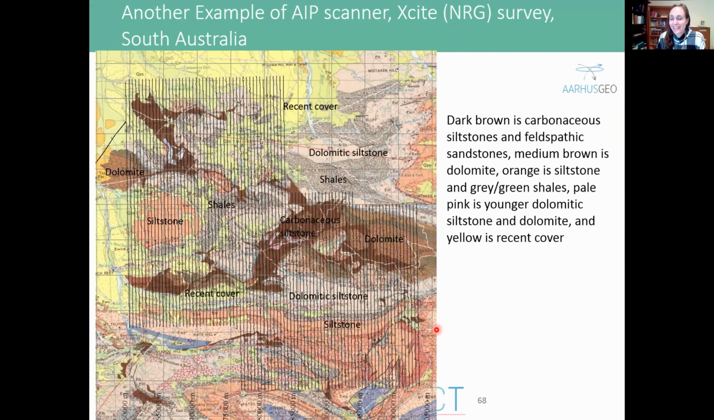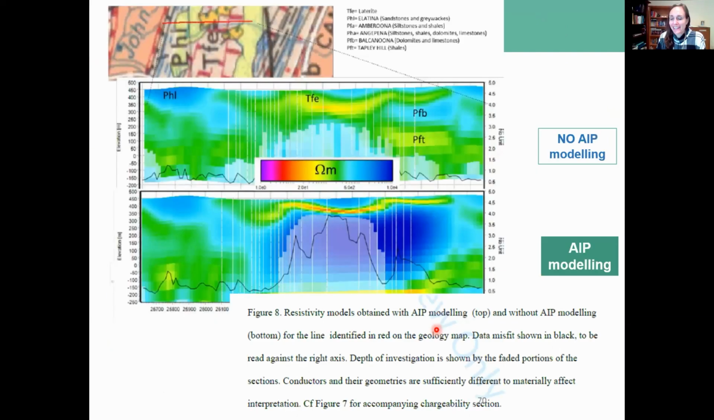I just wanted to show you one more example very quickly from Australia. This is from South Australia, just showing how material the difference from an exploration perspective can be if one does model IP or if one doesn't. Thanks to Chris Wanson from First Quantum for sharing this. So basically, this is the resistivity attained if you don't model IP. This is the resistivity attained if you do model IP.